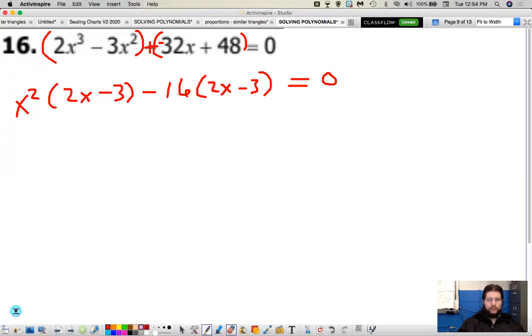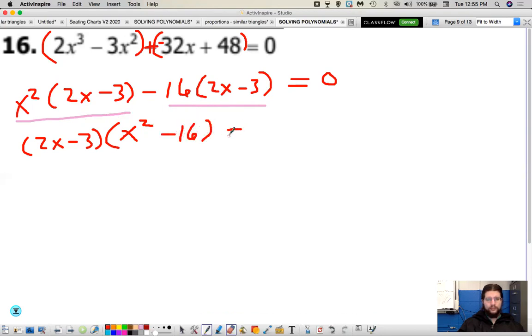I have 2 terms. Oh, hey, look, these 2 terms have a GCF. Factor it out. My GCF is 2x minus 3. See, both have it. Factor out 2x minus 3 from this first term, I'm left with x squared. From the second term, I'm left with minus 16. This is linear. Can't do anything with that. This, I can do stuff. What is it? It's a difference of squares.